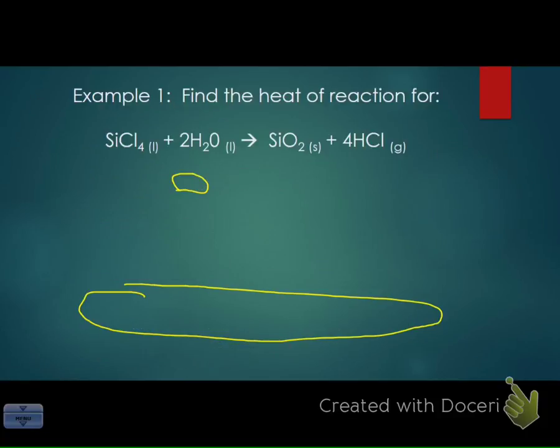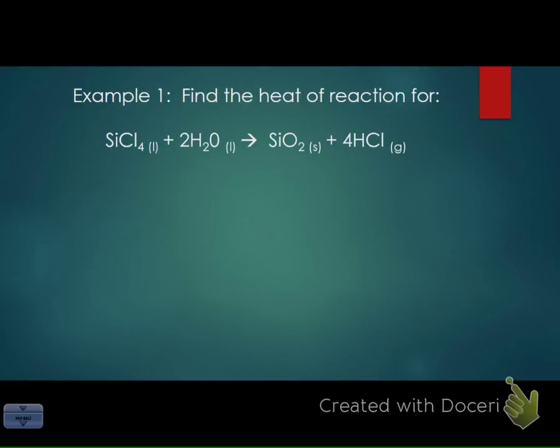All right, let's get to it. In this first example, I'm going to talk to you a little bit about what these values mean, what they can tell us. But after that, you're going to get to practice on your own. So here I have a reaction: silicon tetrachloride. We're going to react it with water to make silicon dioxide and hydrogen chloride. So we're going to use this equation.